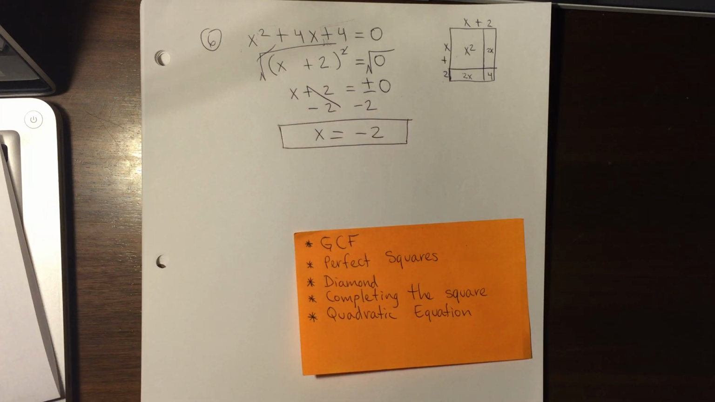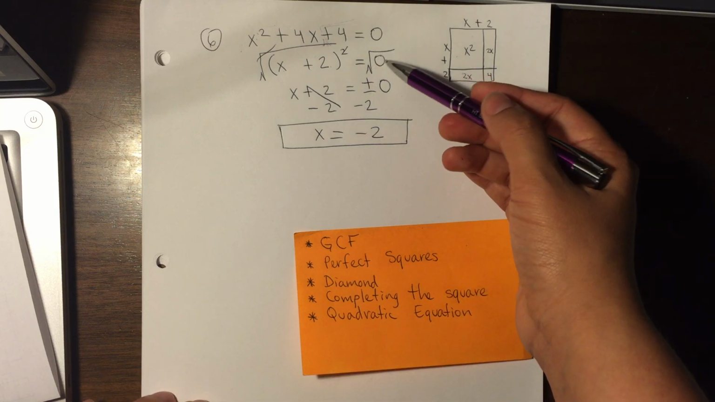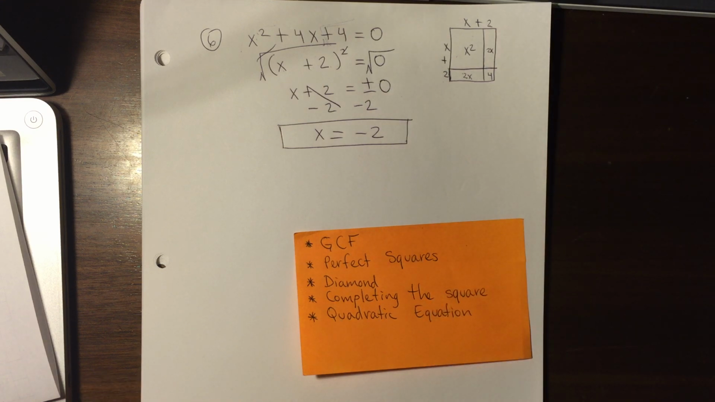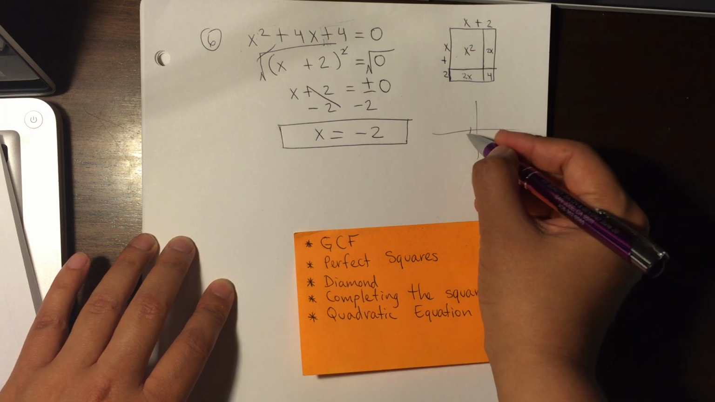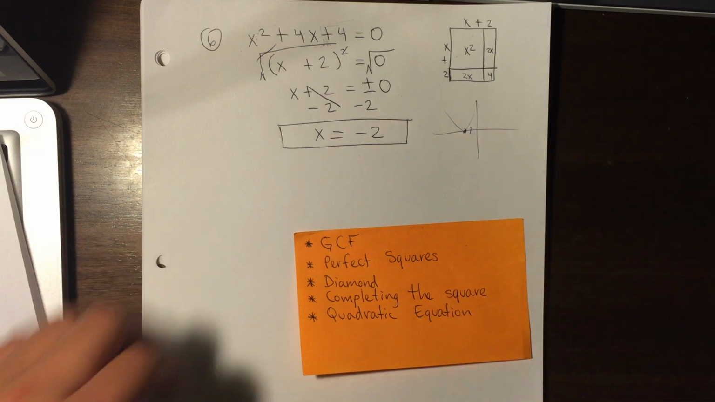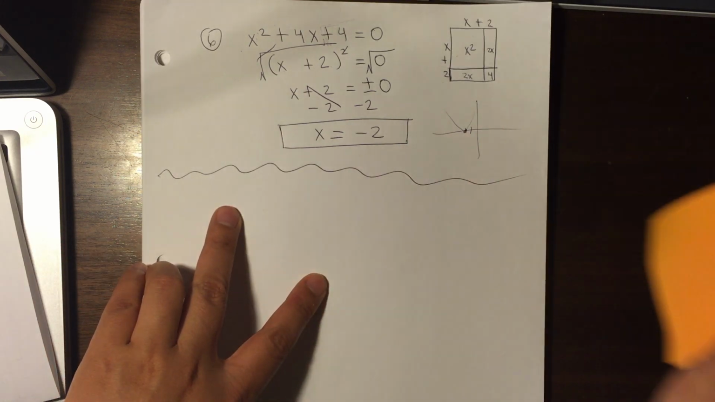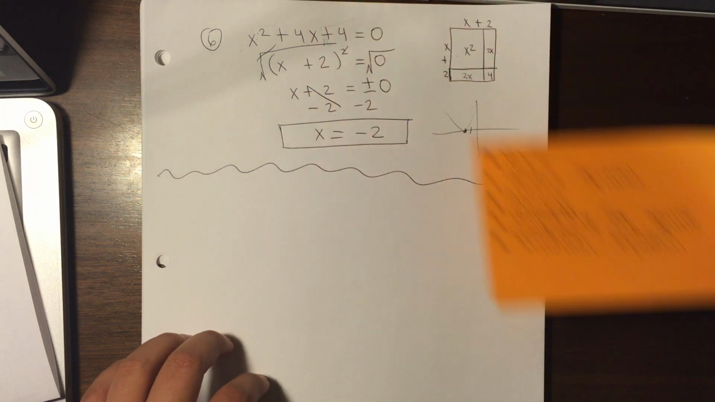Okay? And why is that? Because when we take the square root of 0, we're adding and subtracting 0 to both sides. Okay? Only one answer. Again, that means that my parabola will touch only at one point on the x-axis. Again, we'll come back to the graphing part later on.